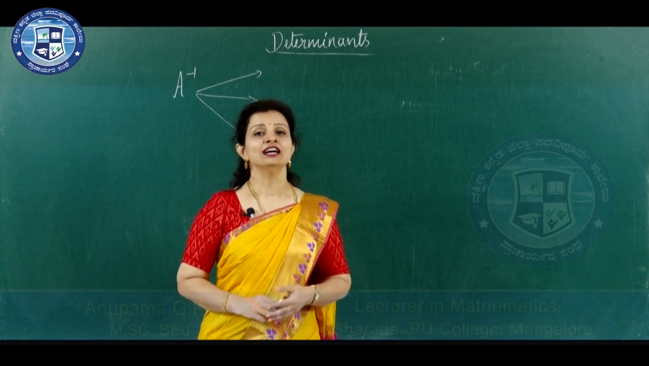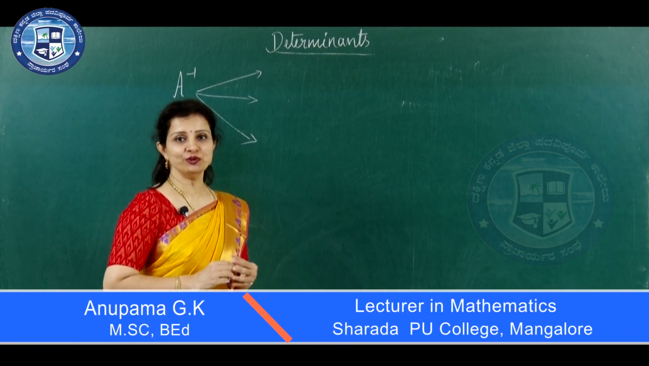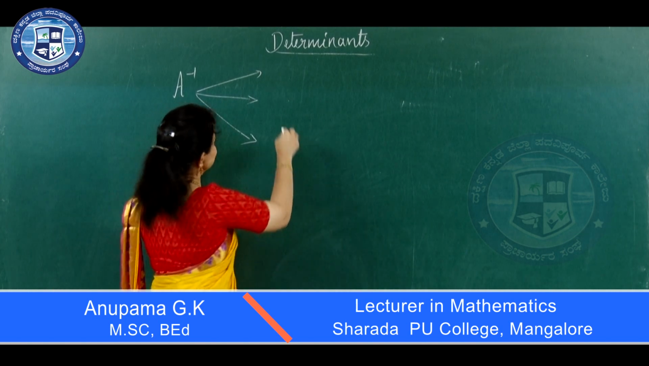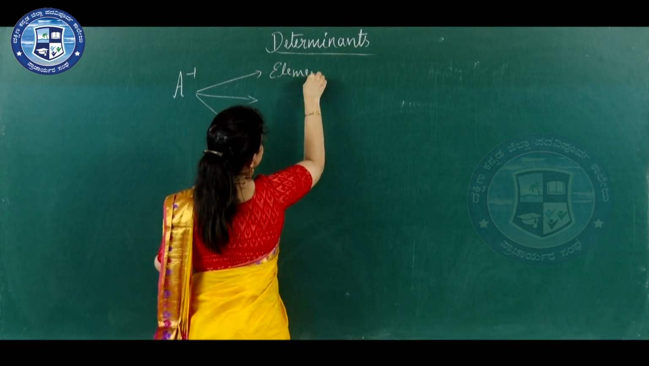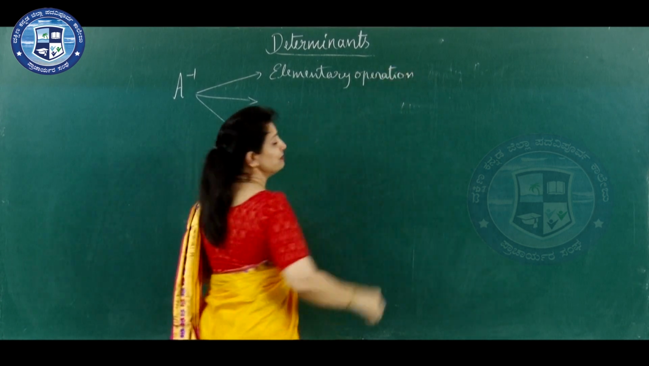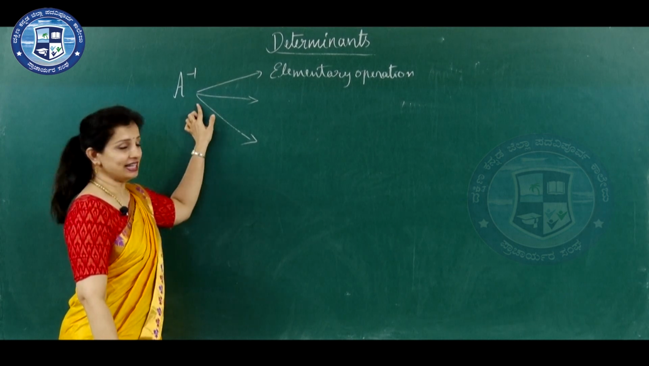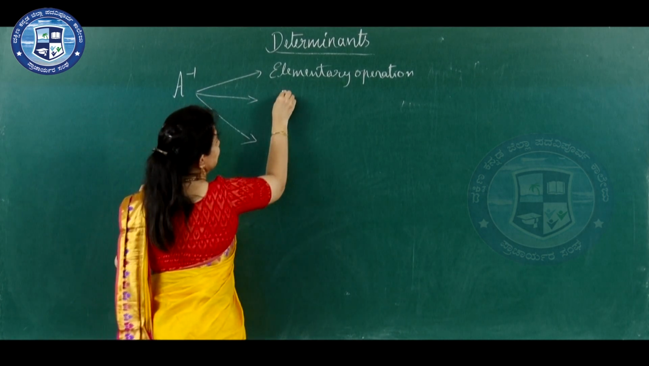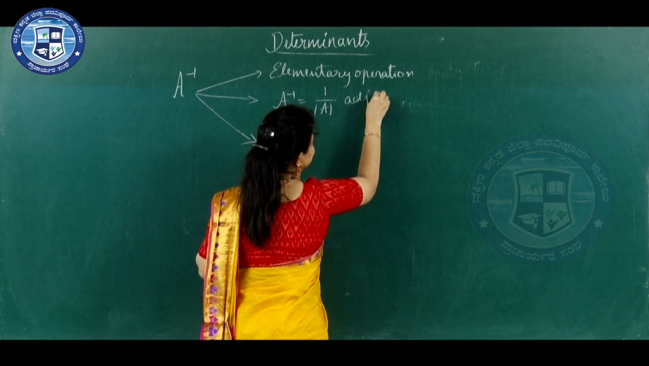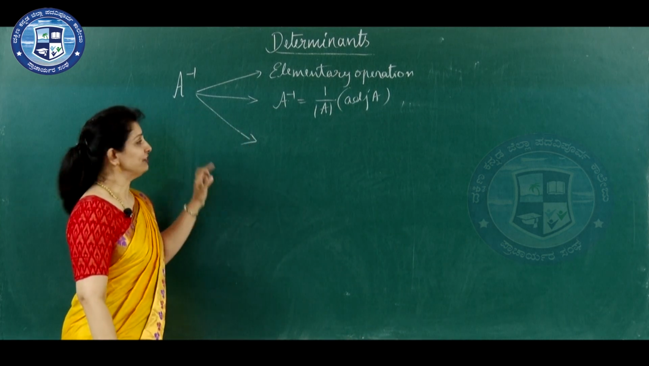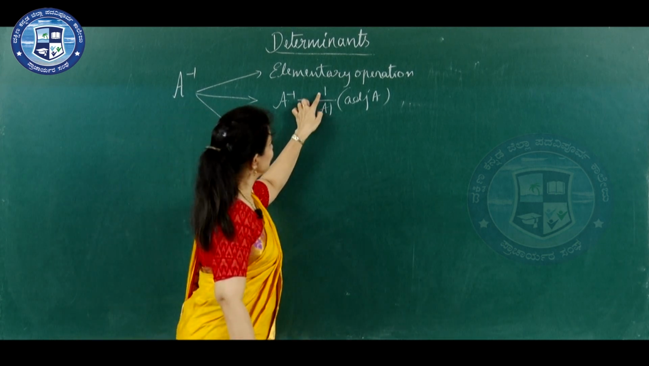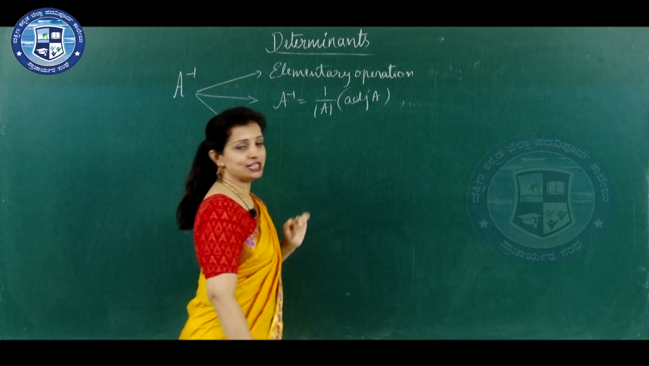Hello students, three ways of finding A inverse, the inverse of a square matrix, are: first, A inverse can be found using elementary operations that you have learnt in the previous lesson, matrices. And second, you know A inverse is equal to 1 by determinant A into adjoint A. Using this formula, we can find the value of A inverse, the inverse of a square matrix A.